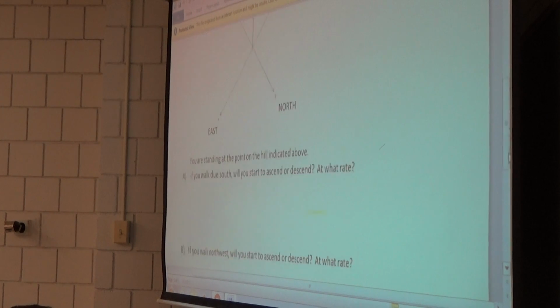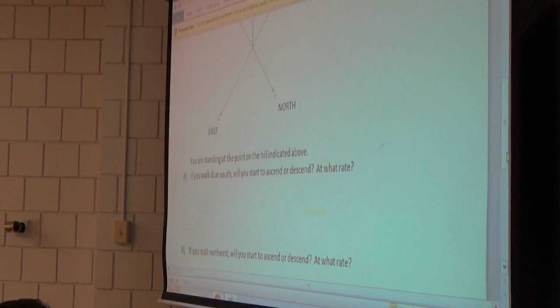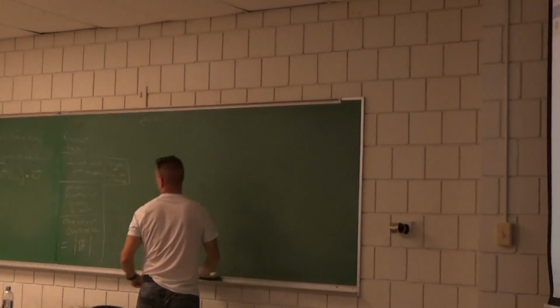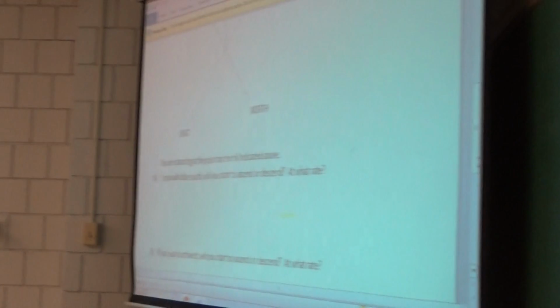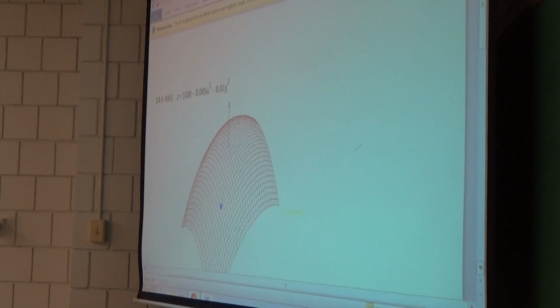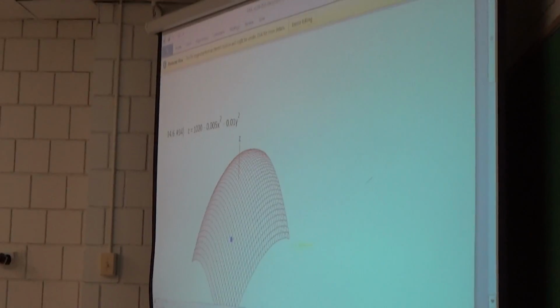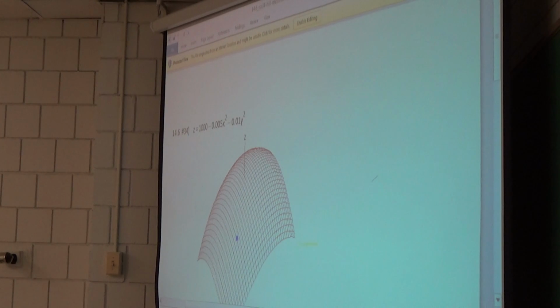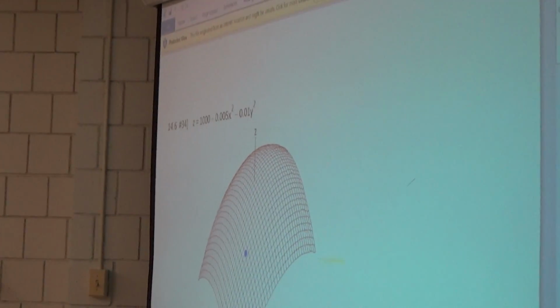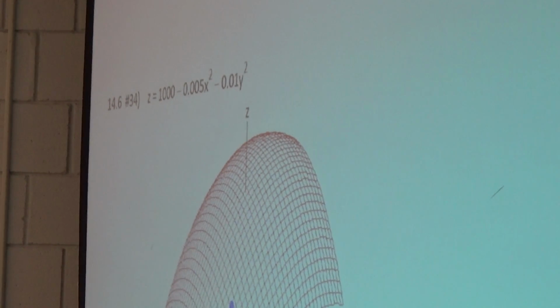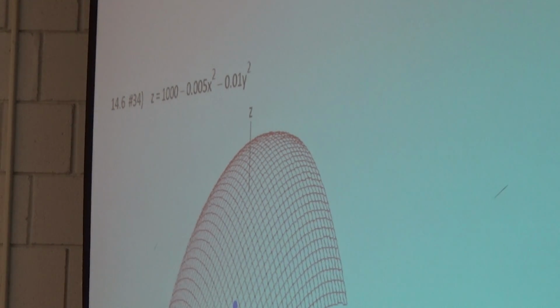Let me pull this out again. If you walk due south, so let me erase all this. If you walk due south, this is out of the way. What was z again? 1,000. I mean, the equation, f of x, y. What was the function of x and y? 1,000 minus, just so I can leave it on the board, 1,000 minus 0.005x squared minus 0.01y squared. So it is an upside down paraboloid, right? I just took that certain portion.